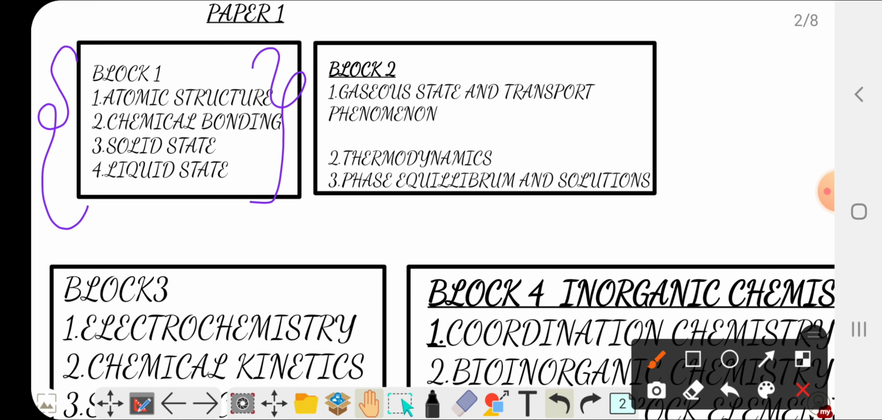Okay, now in block 2 there is gaseous state and transport phenomena, thermodynamics, phase equilibria and solutions. These three chapters are very important, because in most of the previous year questions I have seen the compulsory question coming from these three chapters, and that too in a composite form. Composite form means there will be an integrated question, like a numerical of thermodynamics or gaseous state along with a theoretical question of phase equilibria or solutions.